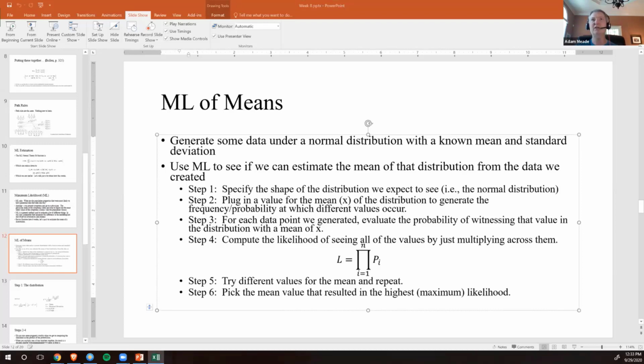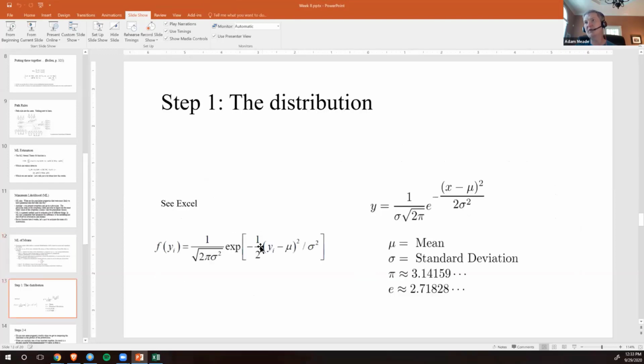Okay, so the first thing you need to know is that the function for the normal distribution is ugly, right? Now, everybody here is completely used to looking at normal distributions all day long. We work with them constantly.